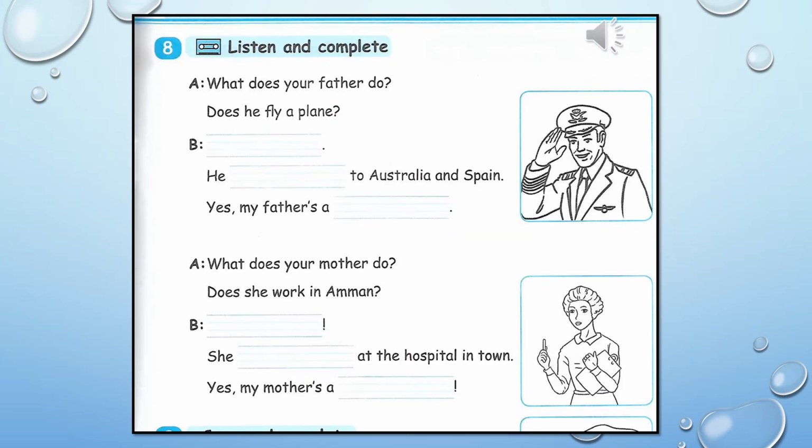Activity book. Page 15. Unit 3. Exercise 8. Listen and complete.